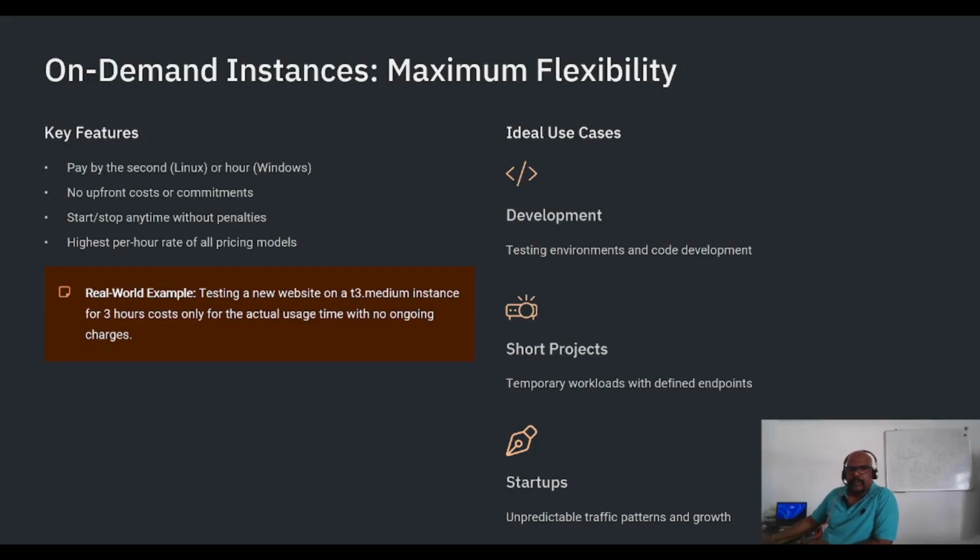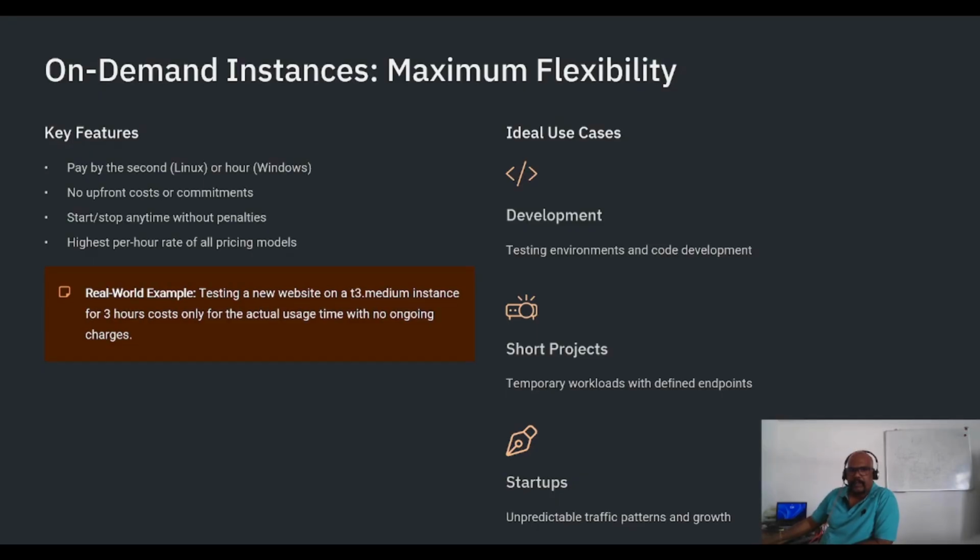It is pay by the second or hour. In Linux, it is pay by second, and in Windows, by hour. We can stop or start at any time. So it is pay as you go. That is, whenever you use it, we need to pay. So the cost is high.